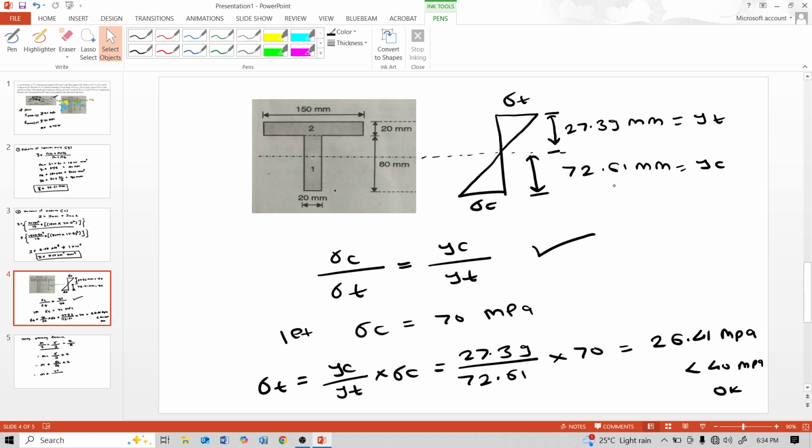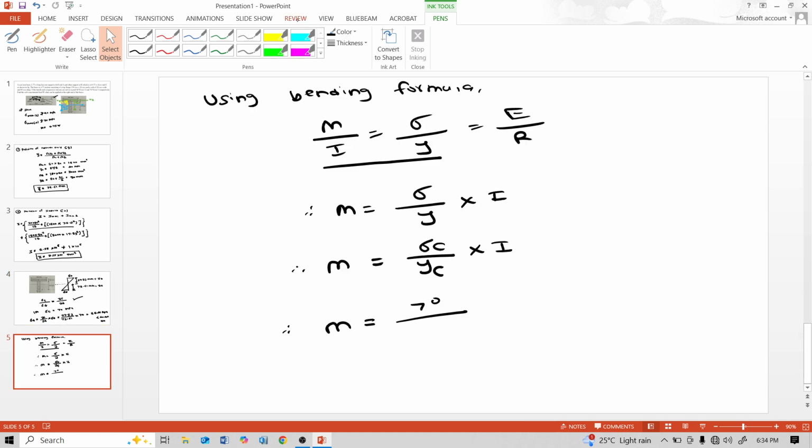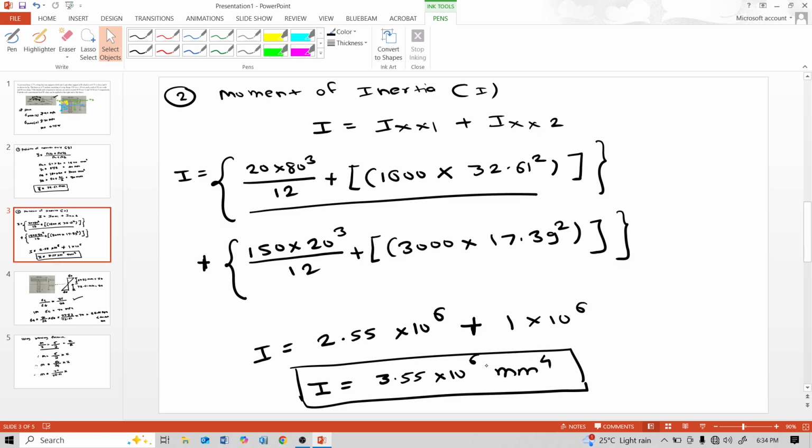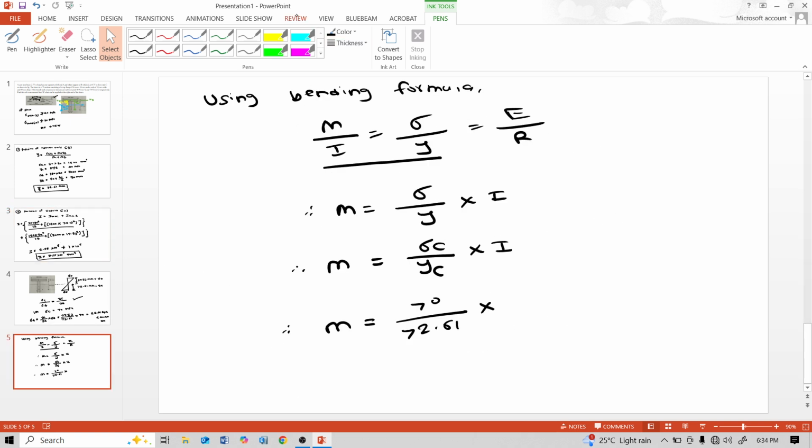YC is 72.61 mm, multiplied by I, which is 3.55 into 10 raised to 6. Now the moment of resistance for this T section is 70 into 3.55 multiplied by 10 raised to 6 divided by 72.61, which is 3.42 into 10 raised to 6.